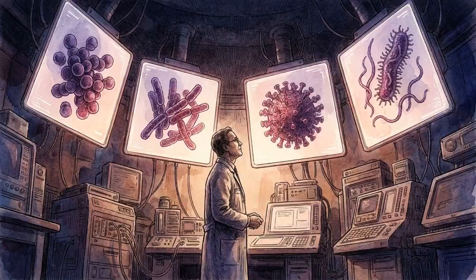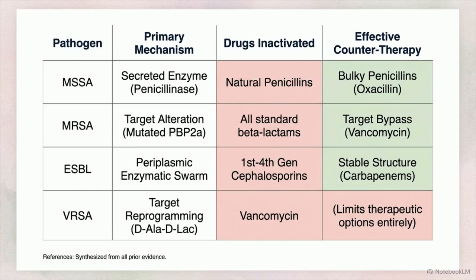These clinical cases form a unified framework for evaluating antibiotic failure. This resistance summary matrix maps pathogens and their mechanisms directly to effective countertherapies. MSSA secretes enzymes requiring shielded penicillins, while MRSA mutates target proteins requiring vancomycin bypass. ESBLs build a periplasmic moat requiring stable carbapenems, and VRSA reprograms precursors, necessitating salvage therapy.